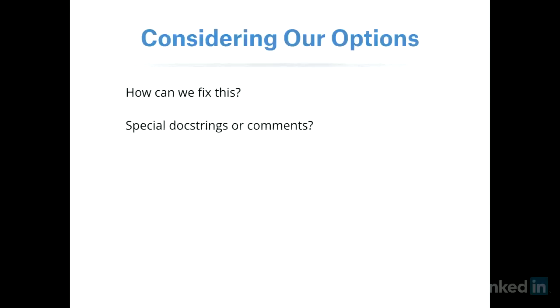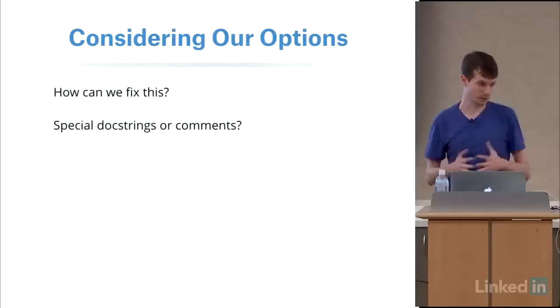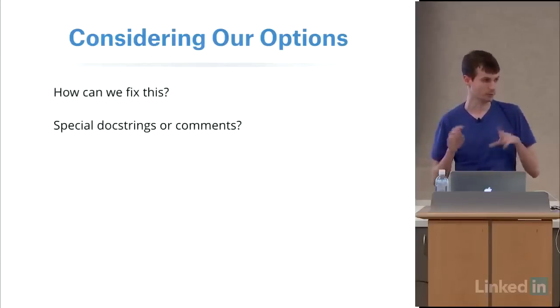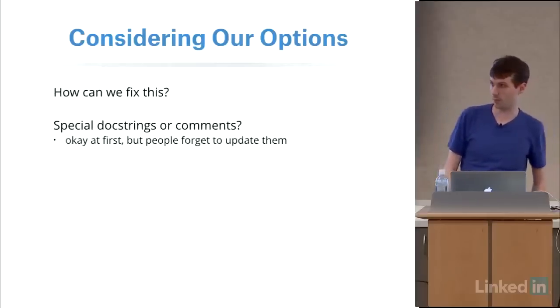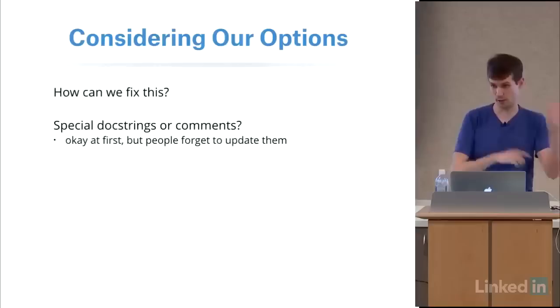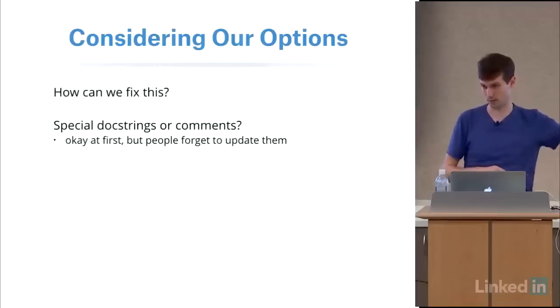OK, what else could we do? We could have some kind of special docstrings or comments, or we could use one of the many conventions for how to write that. And that could be OK at first, but people don't always update them. You've probably seen this happen, especially when you make a change and it's somewhere far away in a different file that becomes no longer true because of the change you made.